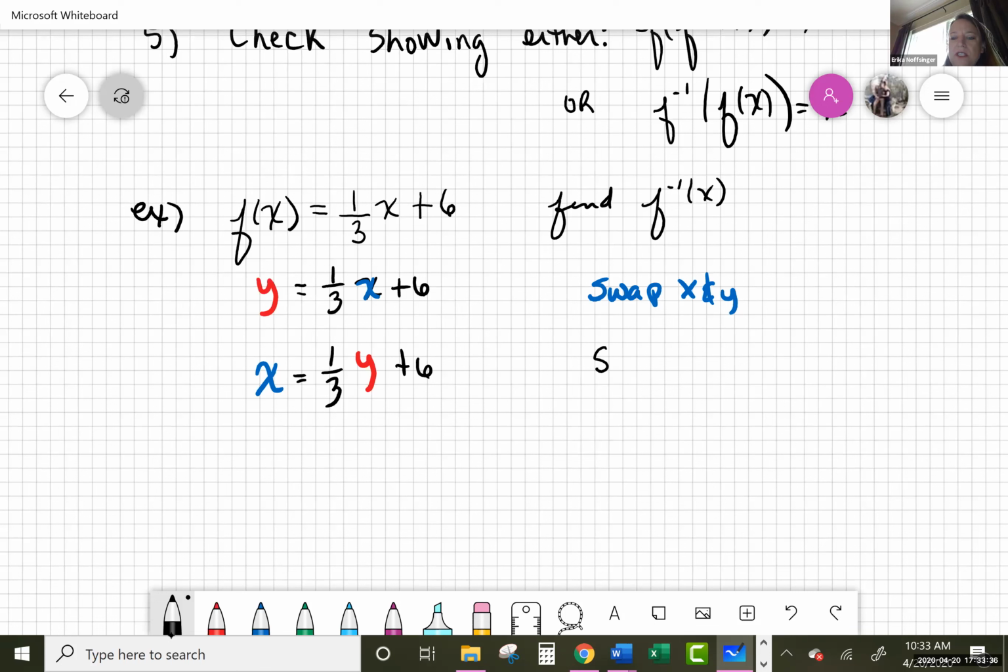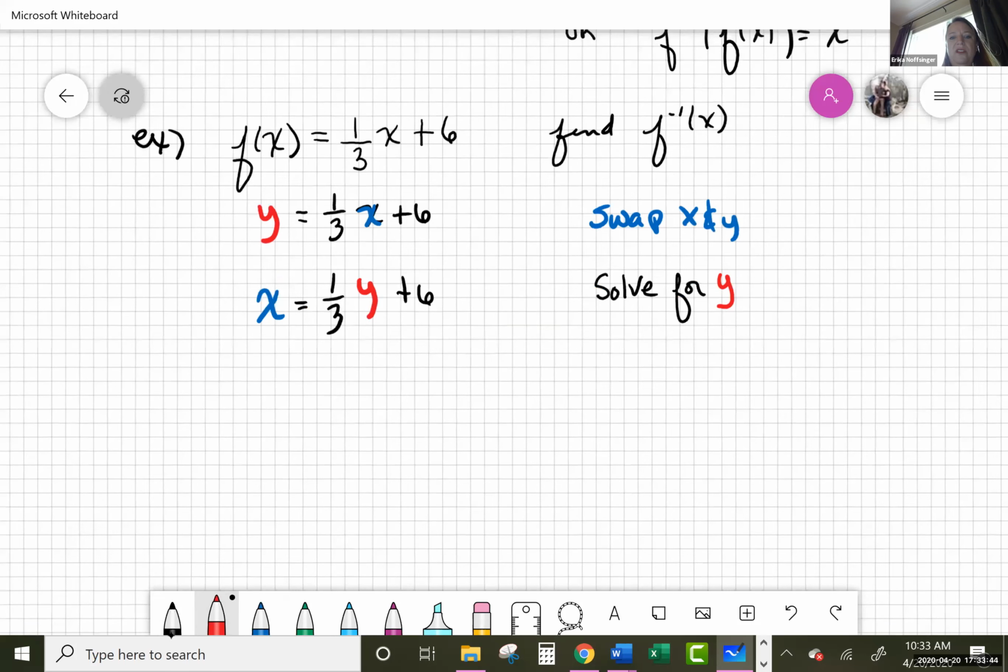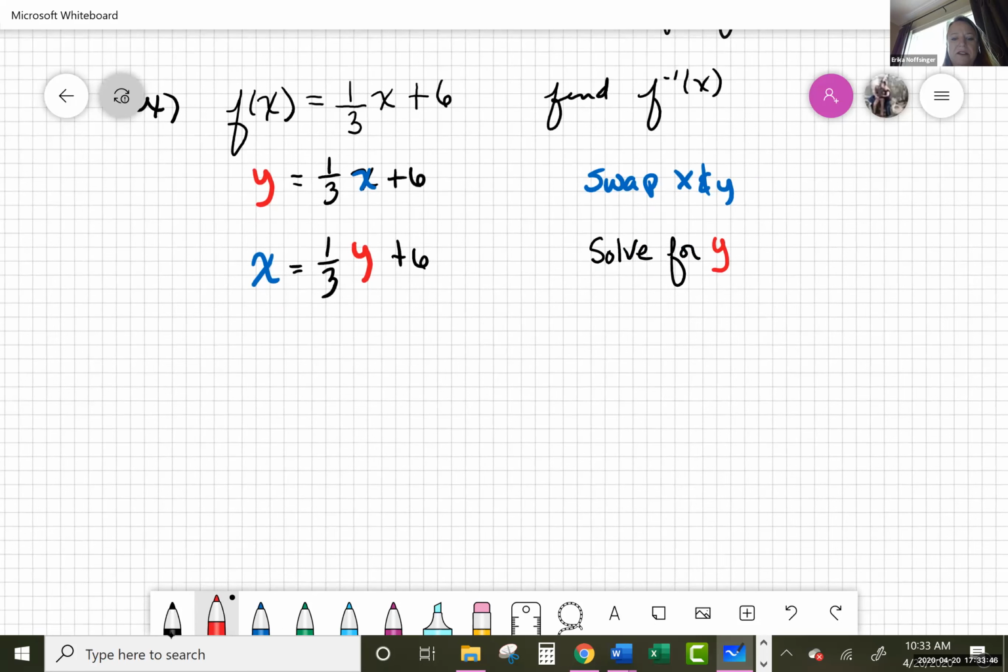And now, once you've swapped them, you're going to solve for y. So we want to get y by itself. You're trying to get the terms with y to one side. In this case, which is easier, there's only one term with y. So I don't want that plus 6 on that side of the equation, and we can move it over by subtracting 6 on both sides. So we get x minus 6 is equal to 1/3 times y. We can clear the fraction by multiplying both sides by 3. So let's do that.